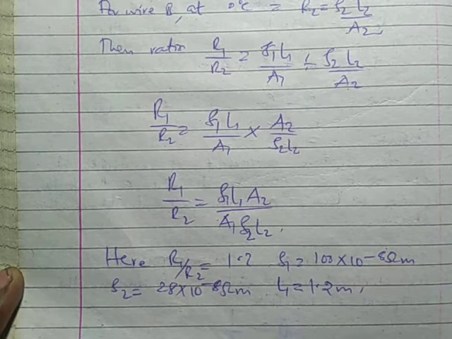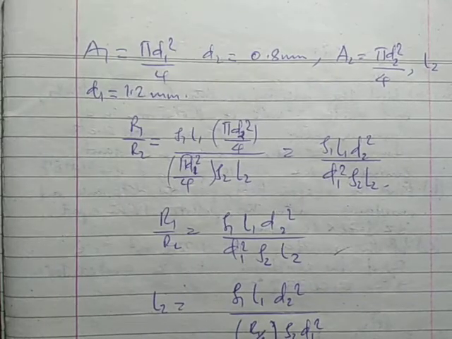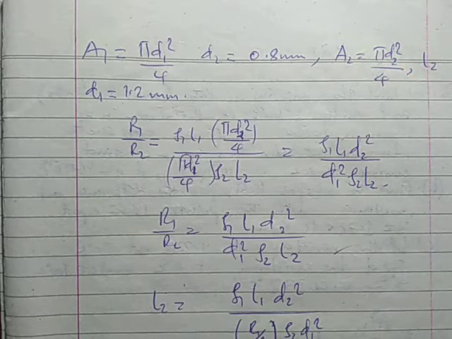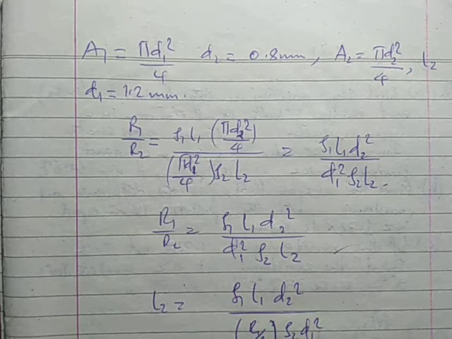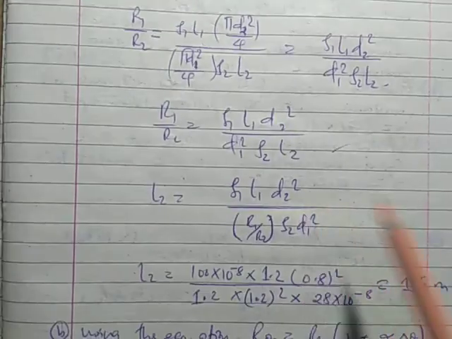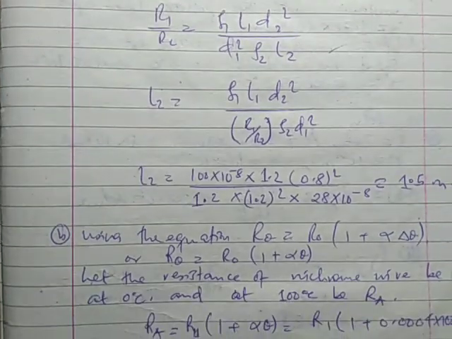You are just solving for area 1 and area 2, also for the length of the wire. Area 1 is this one and area 2 is this one. Substituting this into the equation, you get a very long equation, but you get to the answer, which is 1.5, if you substitute the values.